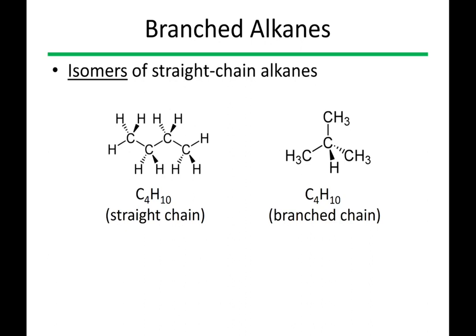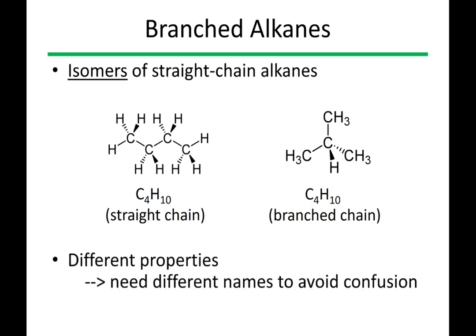So again, these are going to be isomers of straight chain alkanes. So for this one, the C4H10, we know that is butane. How do we name this branched chain alkane? Well, we can't call them both butane because we saw they have different boiling points and they actually have a few other different chemical properties. So we can't name them exactly the same. We need different names to avoid the confusion.